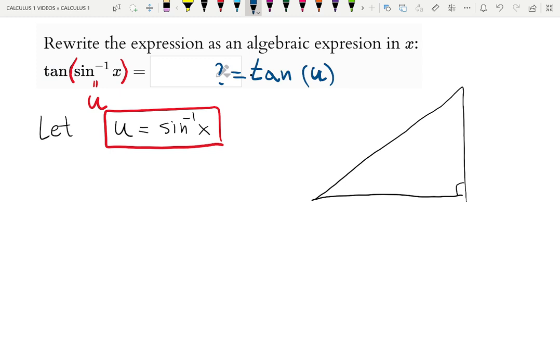When u is arcsine of x, based on the idea of inverse functions, that means that sine of u is x. As you can see, input becomes output, and output becomes input. That's the idea of inverse functions. Or imagine applying sine to both sides, left-hand side and right-hand side. From here, let's build a right triangle.